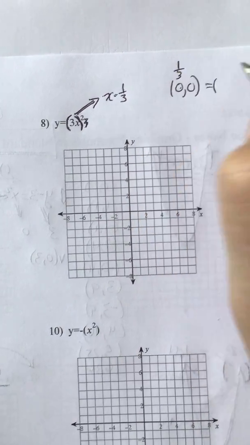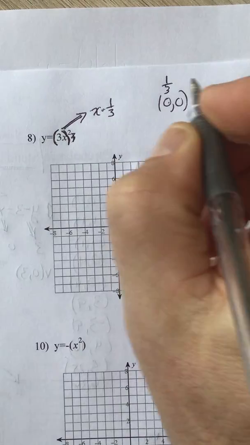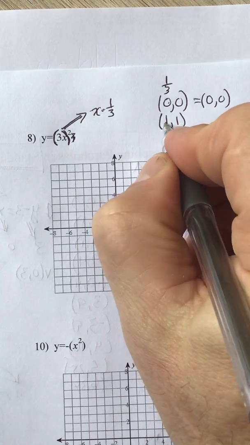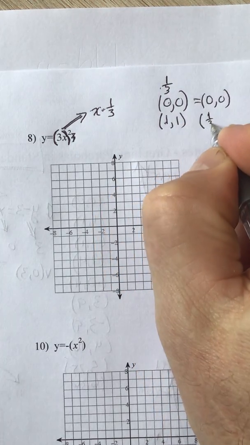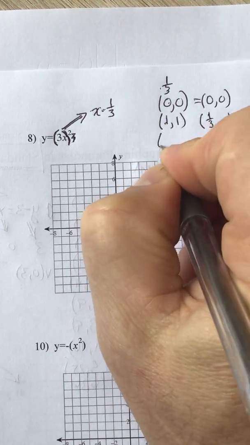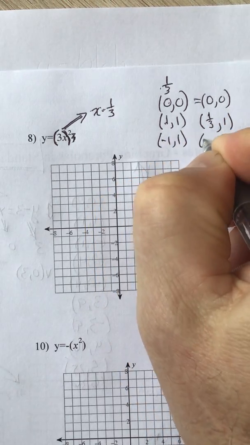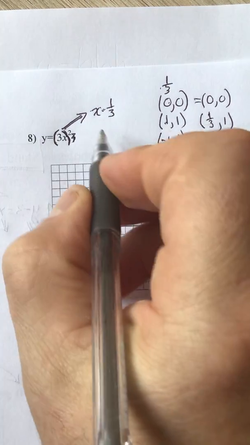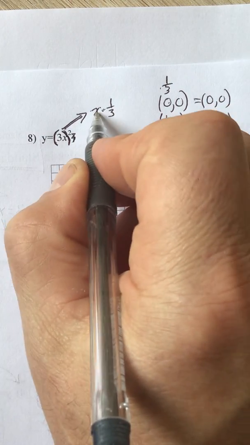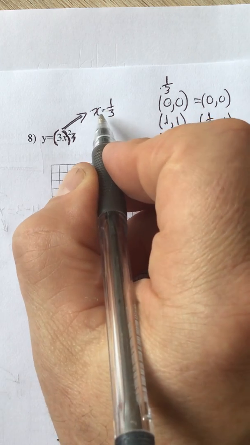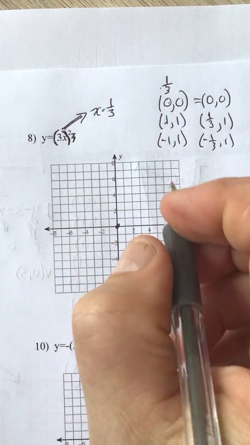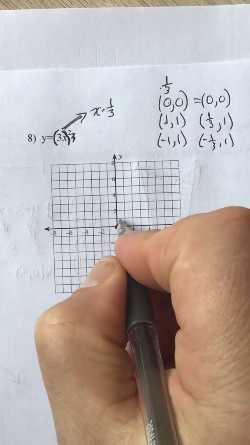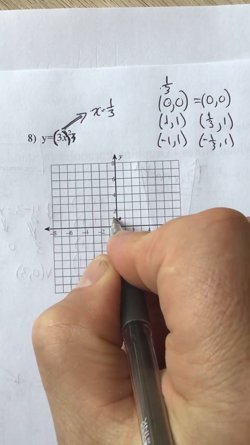Okay, 0 times 1/3 doesn't do anything, so 0, 0 still. Okay, but then 1, 1. This 1 is multiplied by 1/3, so it's going to become 1/3, 1. And negative 1, 1 is going to become negative 1/3, 1. Okay, so 0, 0. And thinking about what this should look like, it's going to be 1/3 as wide as the parent. Okay, so skinny. This one is going to be skinny. 1/3, 1. So over 1/3 up 1, over 1/3 up 1, right there.